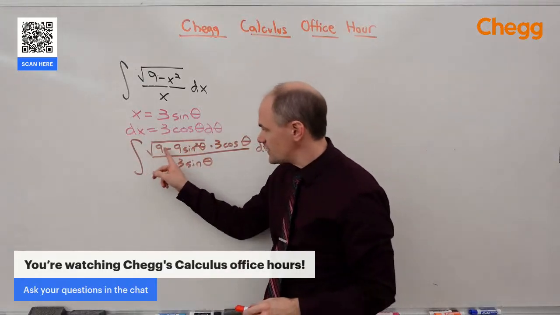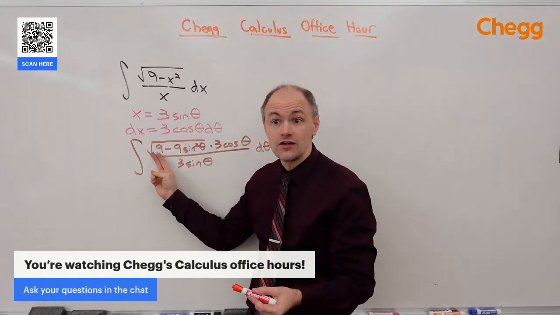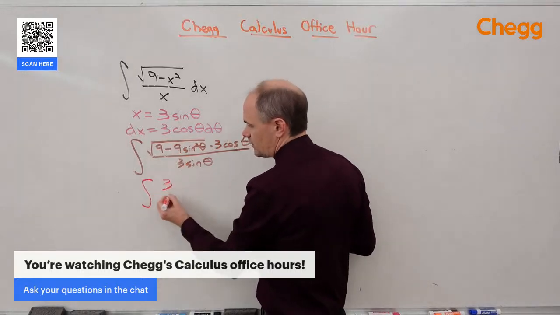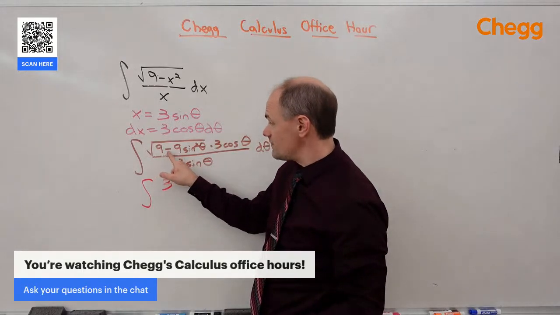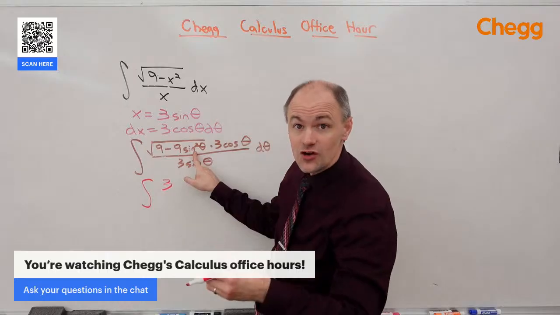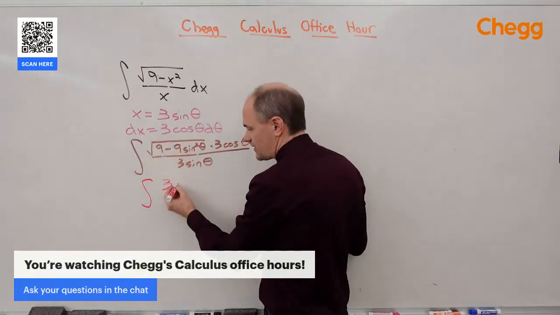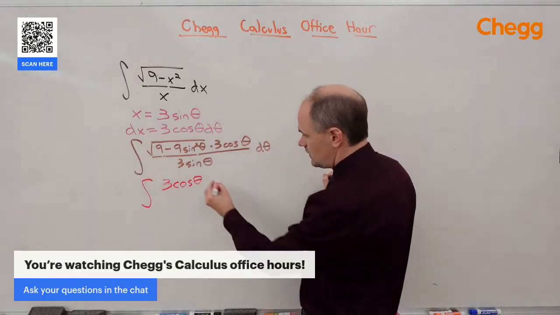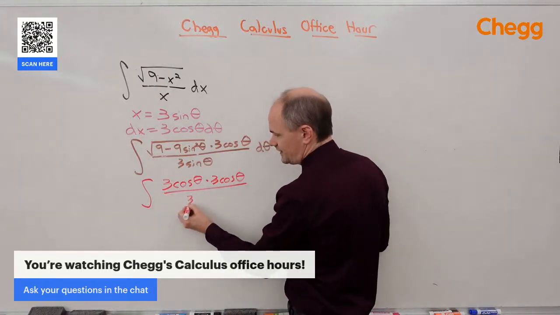What's nice about this is if I look at this square root, we can factor a 9 out, and take the square root of 9. The square root of 9 is 3. Once I've taken the 9 out and taken the square root to get 3, what's left is 1 minus sine squared. 1 minus sine squared is cosine squared, and the square root of cosine squared is just cosine. Times 3 cosine over 3 sine.